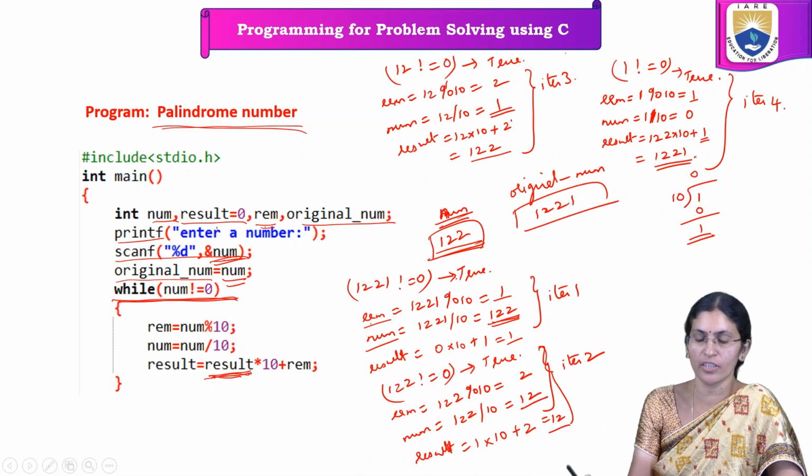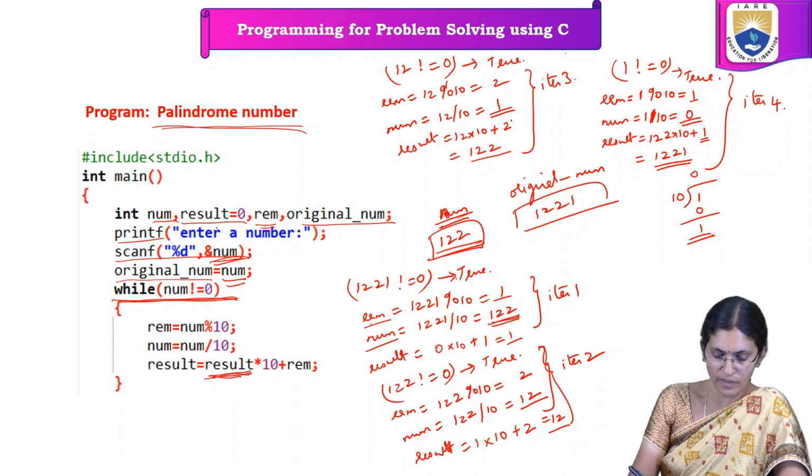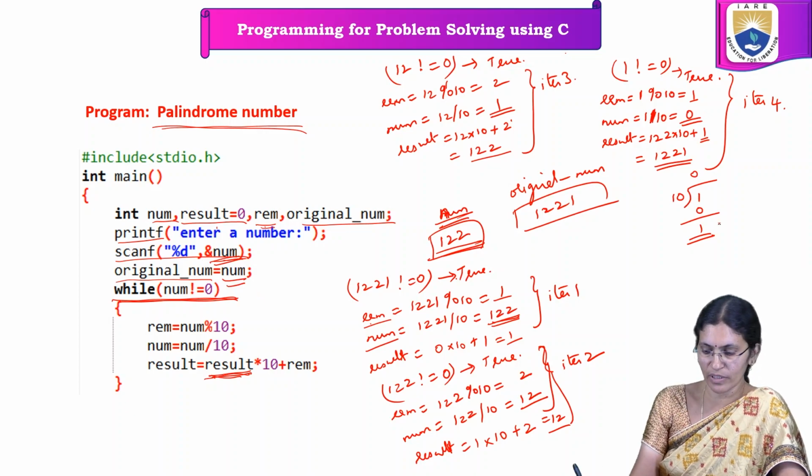Now in the next iteration, this condition will be checked again. The num value is now equal to 0. 0 is not equal to 0, so that condition becomes false.